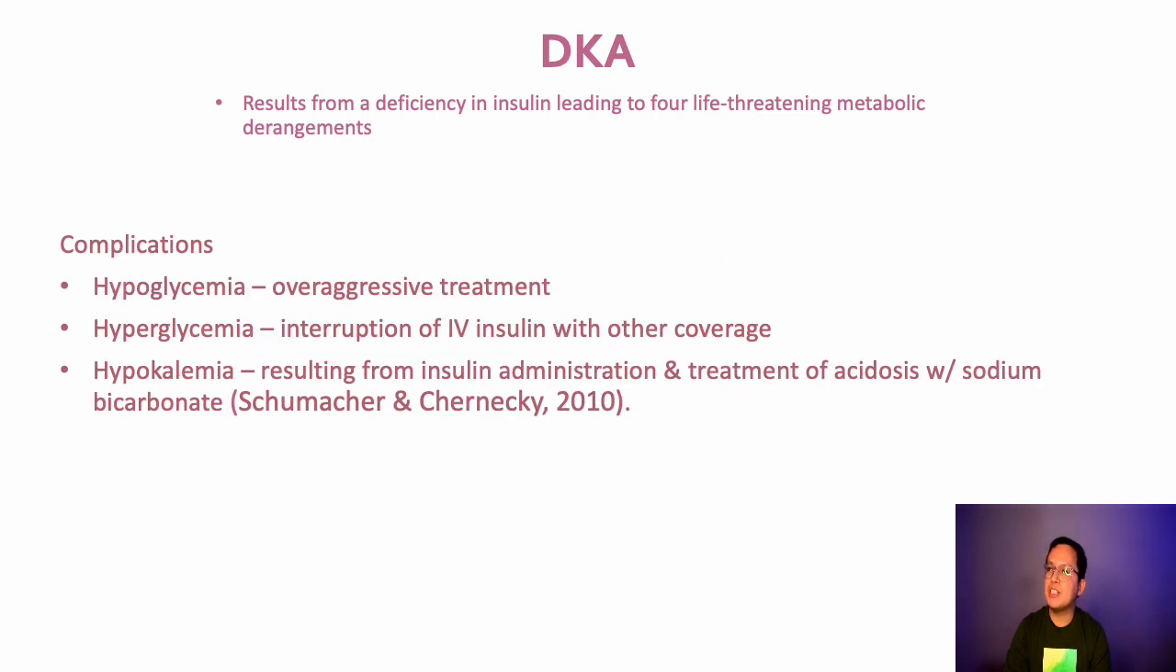Complications of DKA: hypoglycemia, because of over-aggressive treatment, with too much shifting. Next is hyperglycemia, from interruption of IV insulin, for example when the patient has two IVs, one for insulin and one for antibiotics or whatever. If the patient says they want to go to the washroom and the IV is removed, or the patient refuses, they end up hyperglycemic and may go into coma.